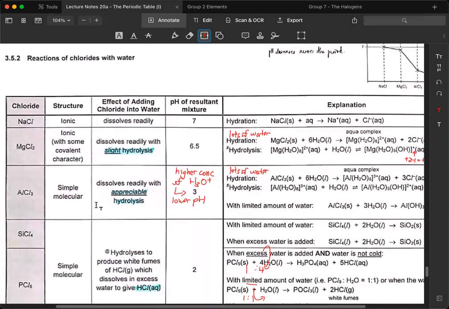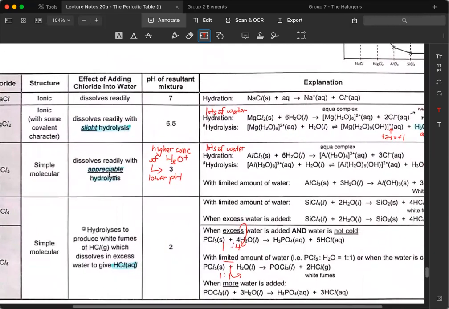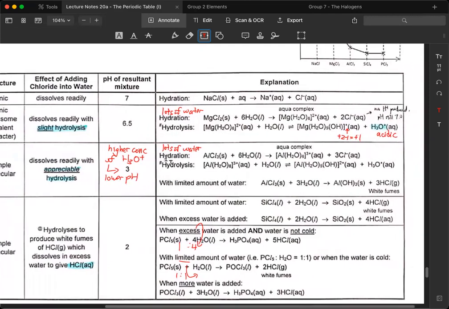As for aluminium chloride, which is a simple molecular structure, it dissolves readily with appreciable hydrolysis. So the pH actually dropped to 3. There was a higher concentration of H3O+, resulting in lower pH. First of all, it undergoes hydration to form an aqua complex again. The aqua complex will react with water, so this undergoes nucleophilic attack again, similar to the magnesium there, but the extent is more.